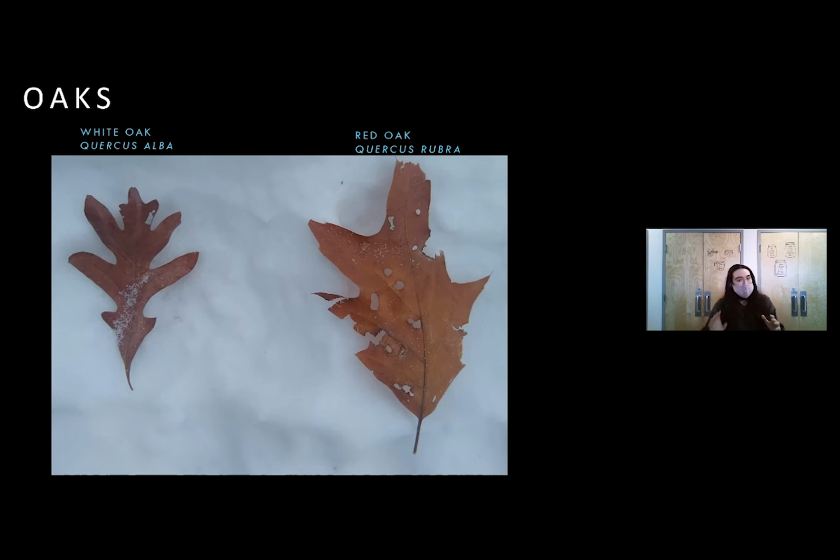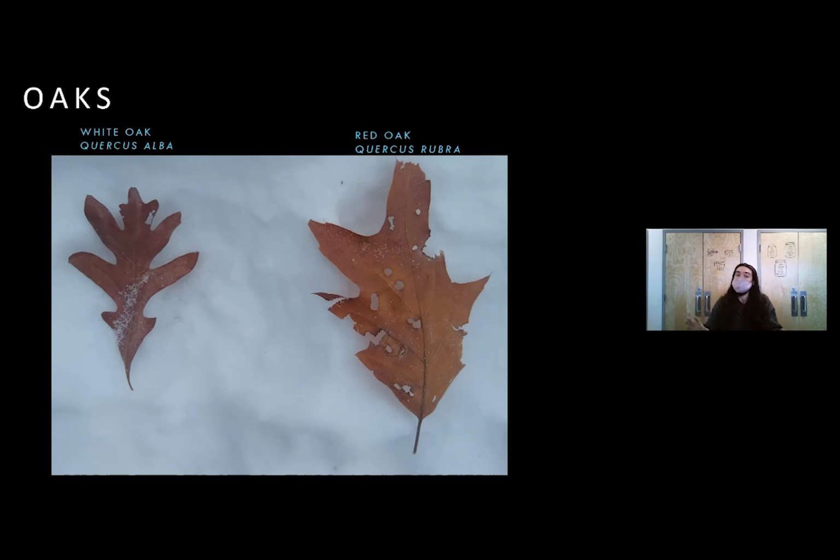This photo, I apologize if the red oak leaf is not as nice as the white oak leaf. It has been nibbled on a little bit, but I did find these two leaves right next to each other, and I couldn't help but take the photo. This is just a great little tip for identifying oak leaves. Essentially, there's two general types of oaks. There's the white oak and the red oak subgenus.